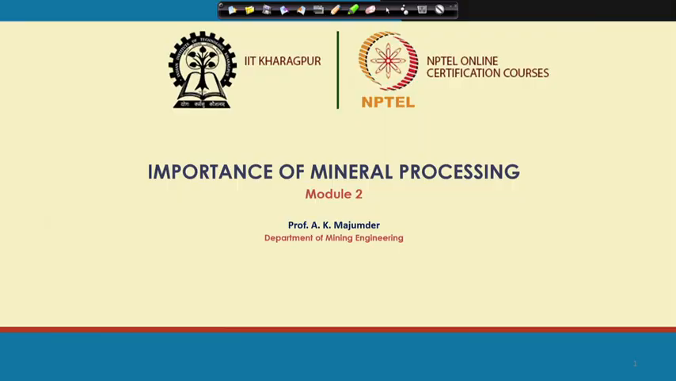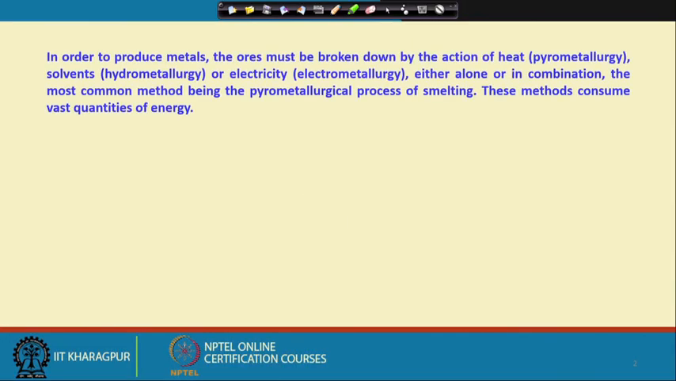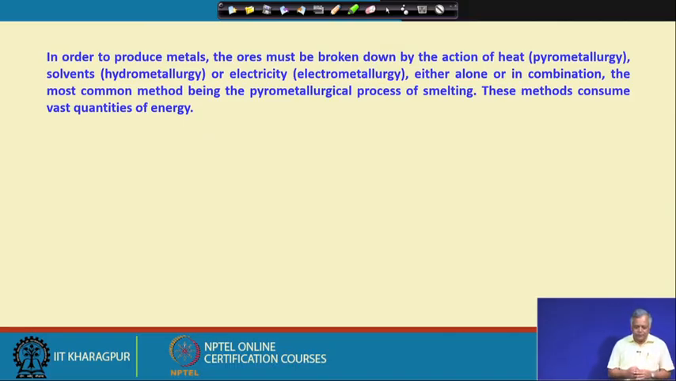So, in the first lecture, we discussed the definitions of minerals and ores. But the theme of these two lectures, as the title says, is the importance of mineral processing. So in this lecture I will try to highlight some of the points of importance of this subject.